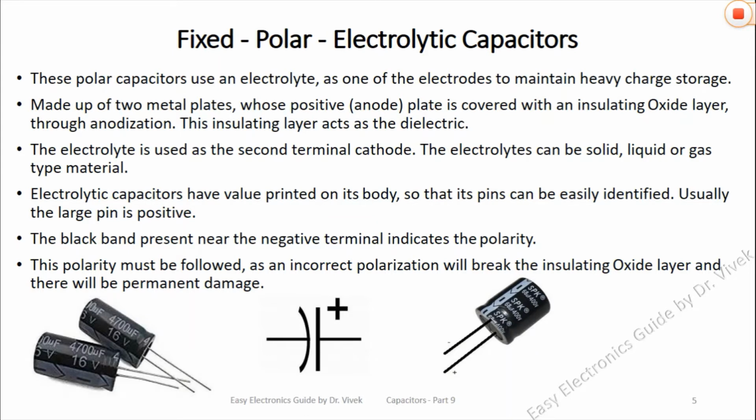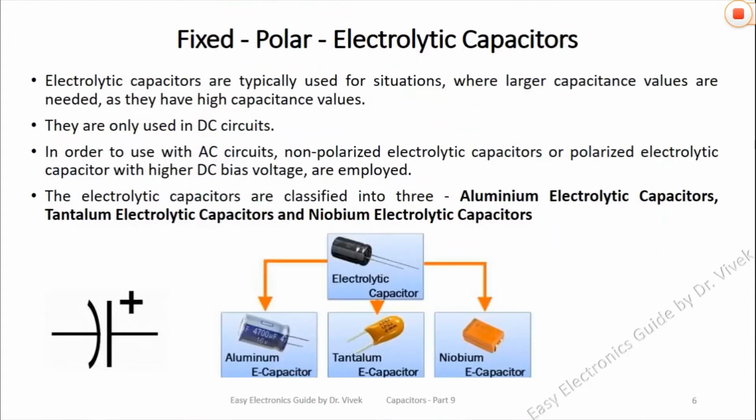Electrolytic capacitors have the value printed on their body. The black band present on the capacitor body near the negative terminal indicates the polarity. Electrolytic capacitors are typically used for situations where larger capacitance values are needed. They are classified into three: aluminum electrolytic capacitors, tantalum electrolytic capacitors, and niobium electrolytic capacitors.